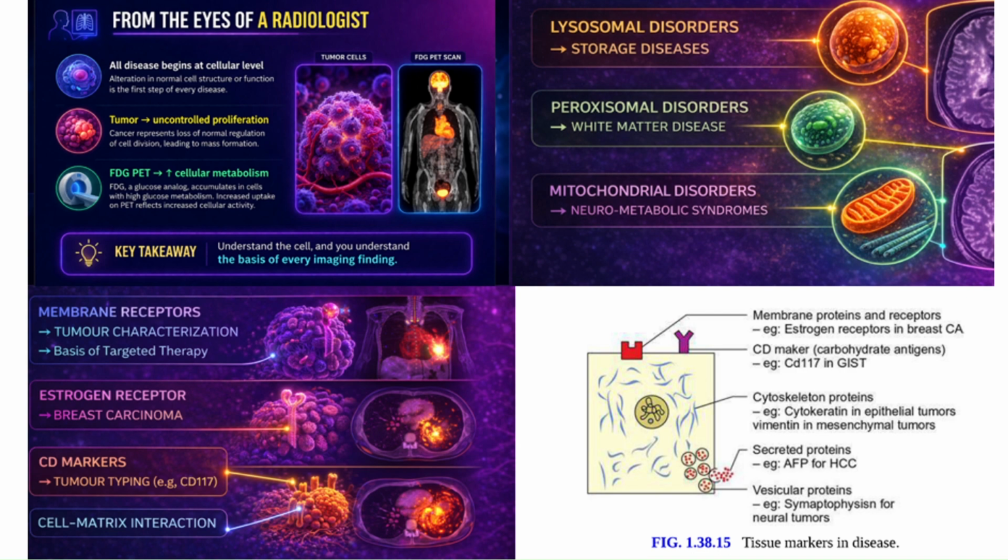Membrane components act as crucial diagnostic targets. Tumor characterization depends on membrane receptors and surface markers. Estrogen receptors in breast carcinoma and CD markers, such as CD117 in gastrointestinal stromal tumors, are key examples. Thus, understanding the cell and its membrane forms the foundation for interpreting every normal and abnormal imaging pattern in radiology.